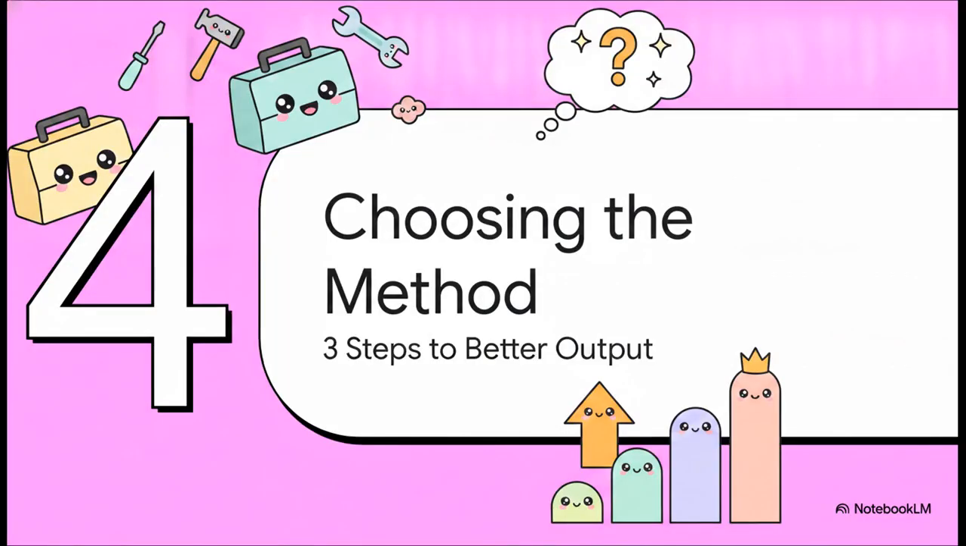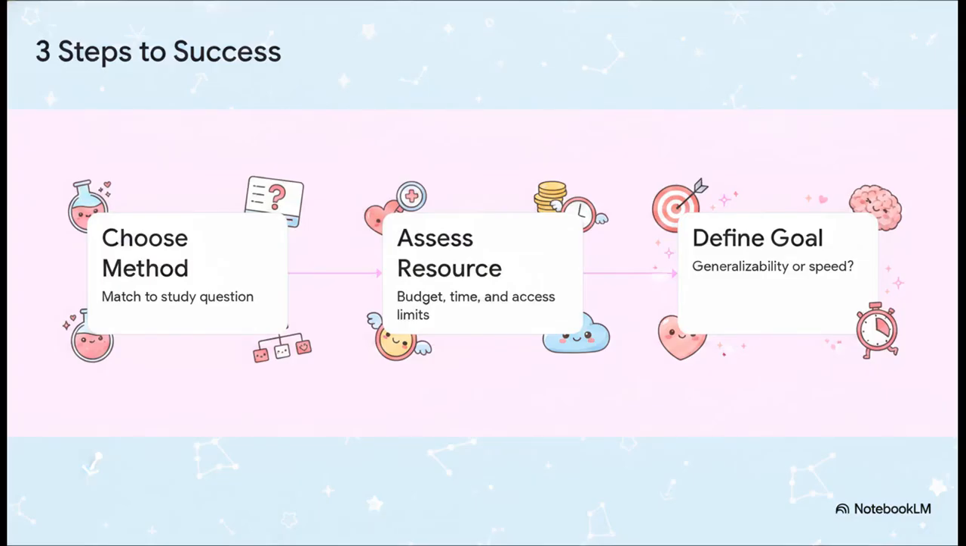Which brings us to Section 4, 3 steps to better output. This is all about choosing the right method. Okay, having the tools doesn't automatically make you a master builder. By following this exact 3-step blueprint, you will dramatically improve your research output. Step 1, choose your method by matching it directly to your study question. Are you looking for broad national trends or niche expert opinions?